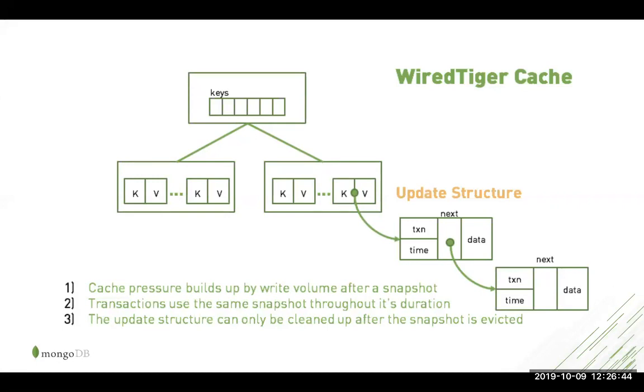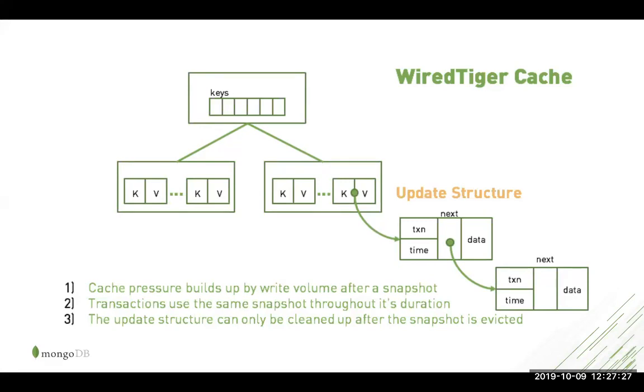So, as you might imagine, if we have to keep a bunch of state around the history or the types of writes we're doing on these documents, that could build up cache pressure. And the cache pressure builds up by the write volume after the snapshot was created. So let's say I create a snapshot. Well, now I have to keep that update structure for every modification that comes into the system after that snapshot was created. And what I mean here by write volume is, we talked about how in the update structure, we only store the deltas, the changes. So write volume here is really about how big the writes are and how many writes there are. It's a factor of both of those things.